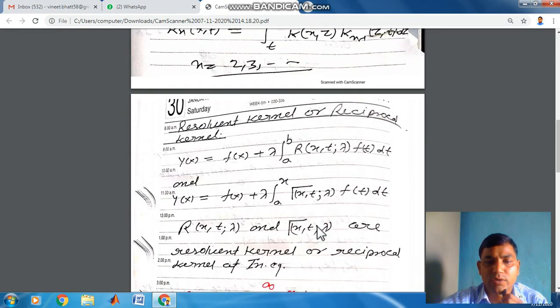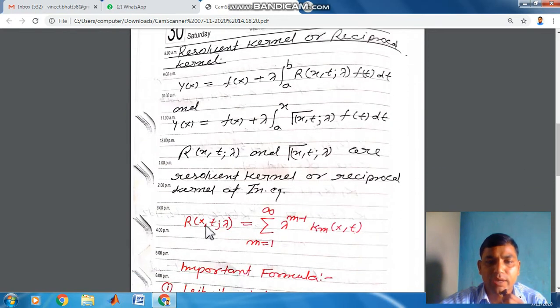We can find the resolvent kernel by the method r of x, t, lambda equal to the sum from m equal to 1 to infinity of lambda to the power m minus 1 times km of x comma t.